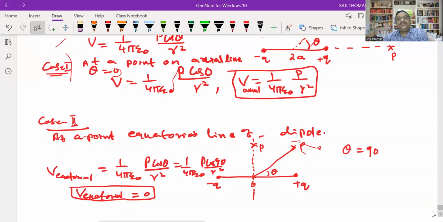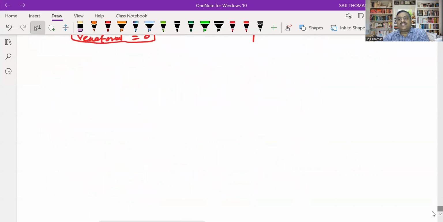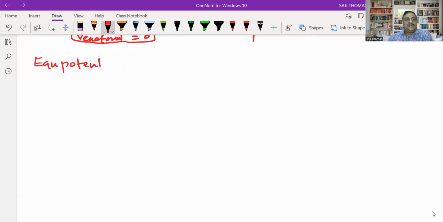Now, next topic is equipotential surfaces. You know the name itself, equipotential, equal potential. So what is an equipotential surface? It is a surface of constant potential. On this surface, potential is same everywhere.